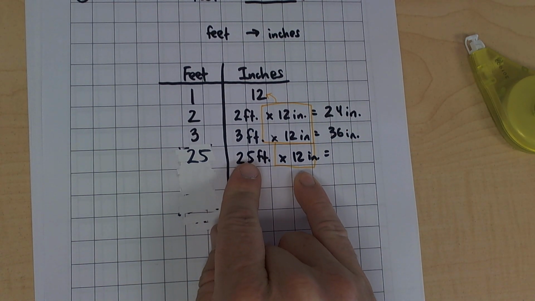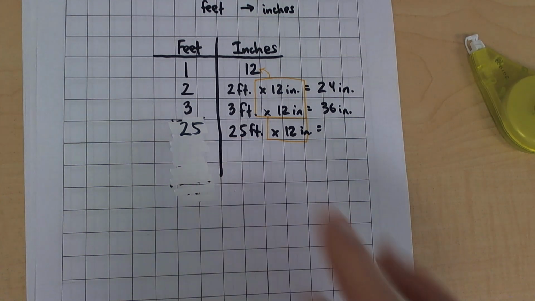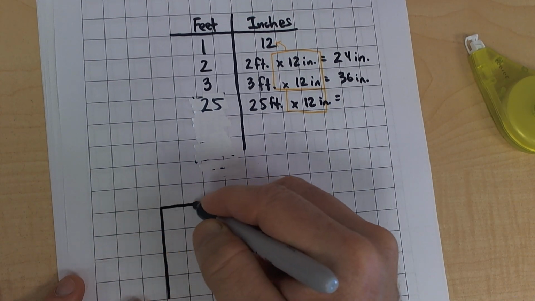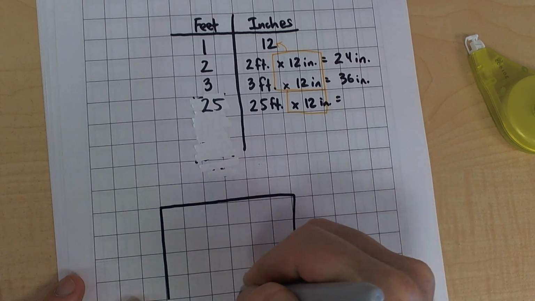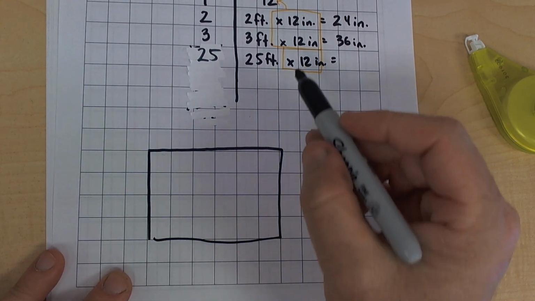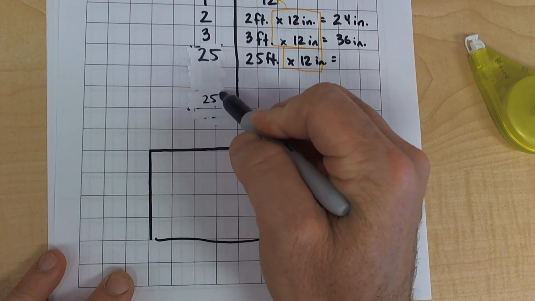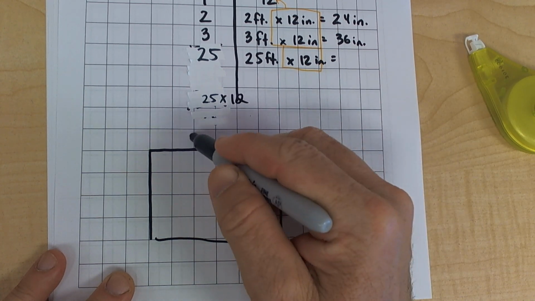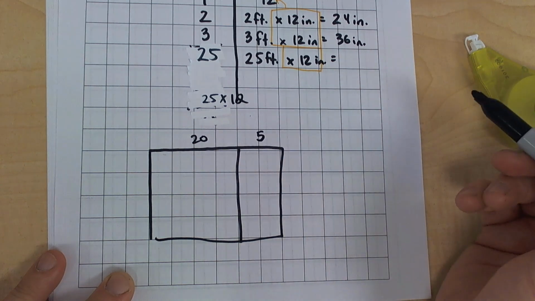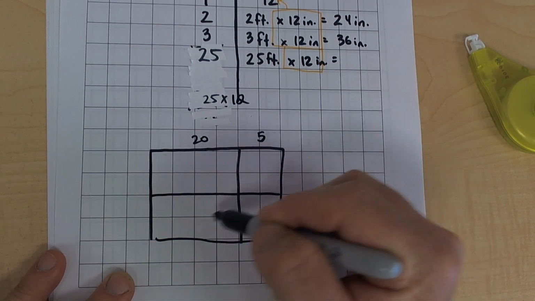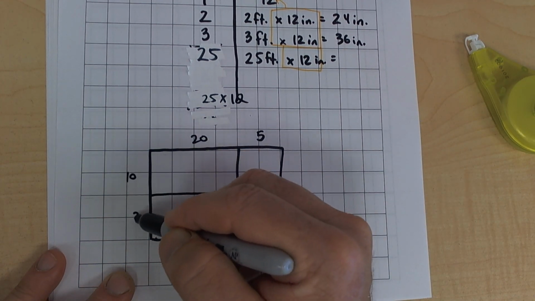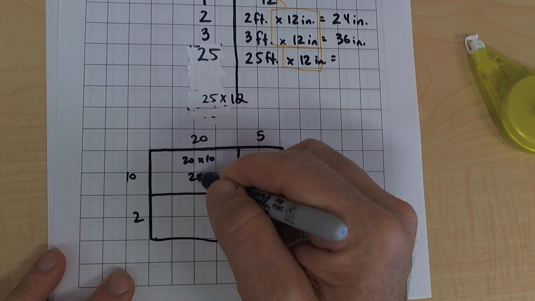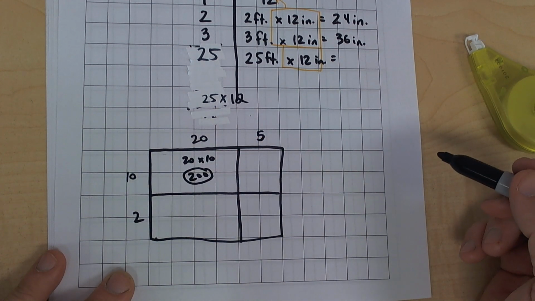But I got a way bigger problem. I'm not going to do that mentally. I'm going to have to do an area model. So let's do ourselves an area model down here. All right. I have 25 times 12. 20 and 5 times 10 and 2. 20 times 10 is 200.